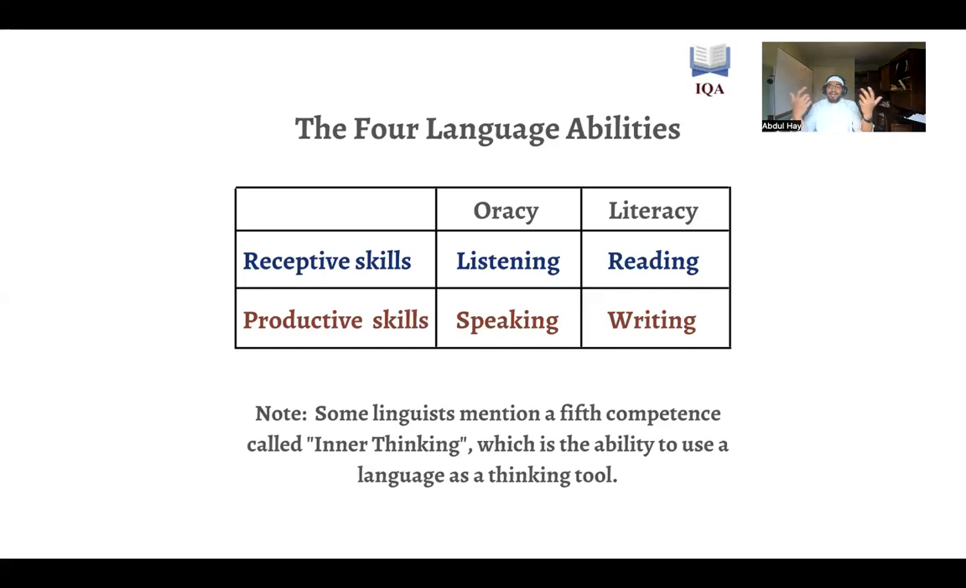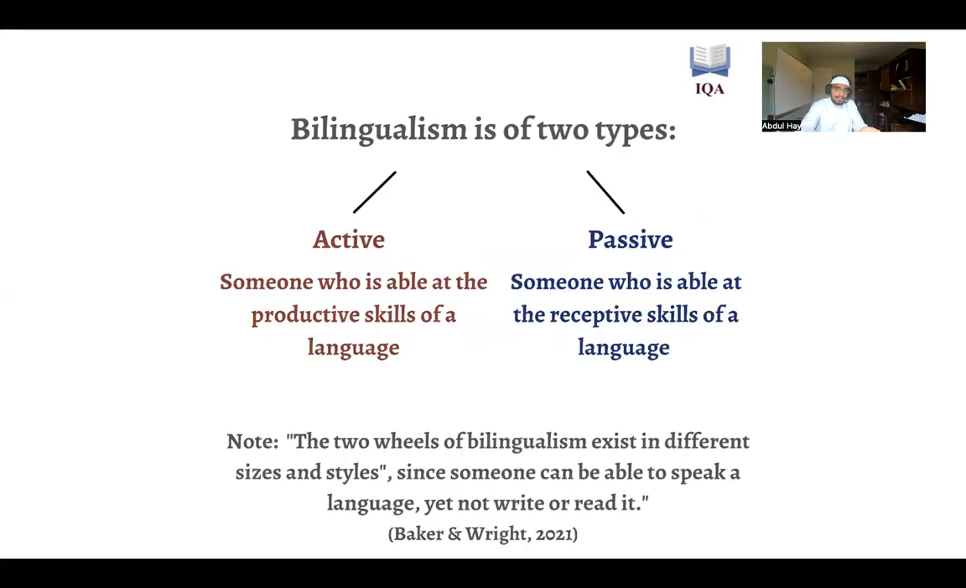The idea of a balanced bilingual, the person who has complete balance in all these four different abilities in multiple different languages, is more of a myth. It's more of a myth than a reality, as linguists mention. Because bilingualism is of two types according to linguists. We have active bilingualism and passive bilingualism.